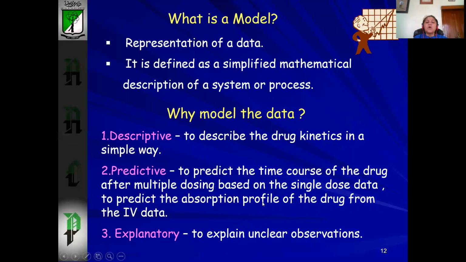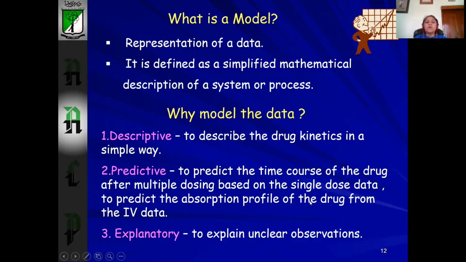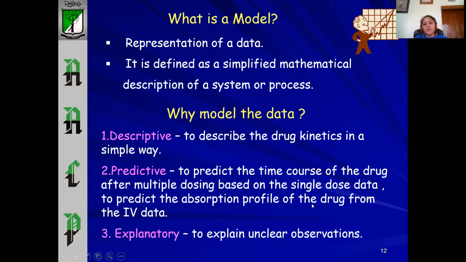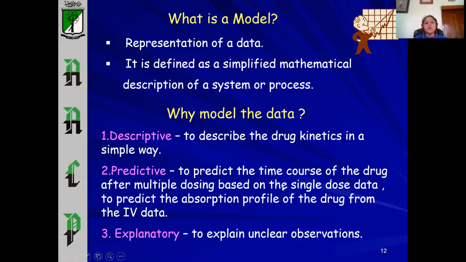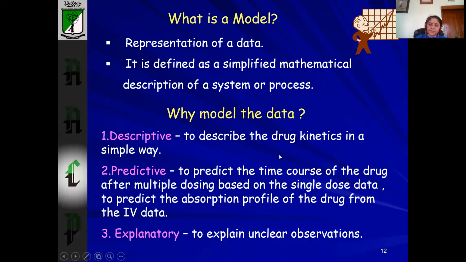Explanatory is to explain certain unclear observations. For example, why ADR is happening for a drug. Even after stopping the drug, after 3-4 days also sometimes ADRs are seen. Why? It could be explained with the help of pharmacokinetics, because it could be that the drug is bound to the tissues. Until the drug is completely removed from the body, it can exert certain adverse reactions.